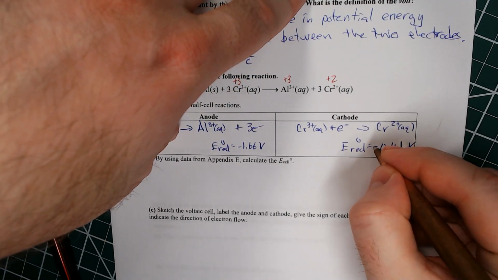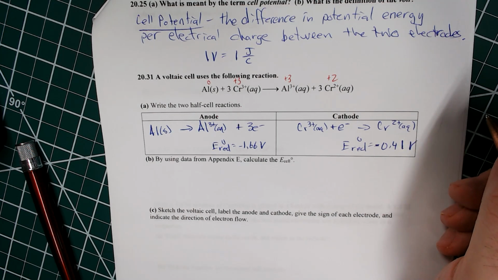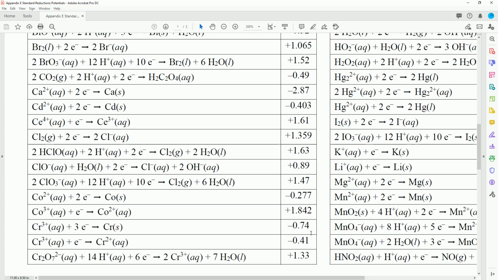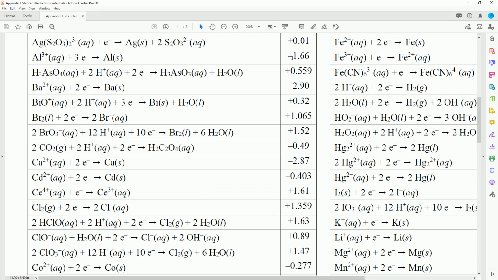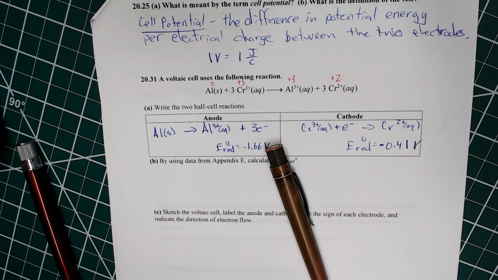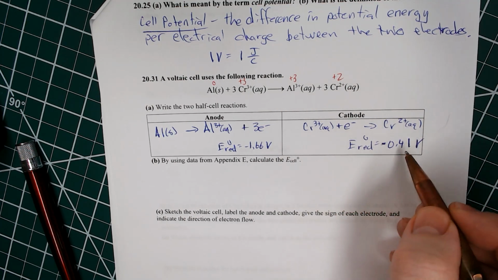So negative 0.41 volts. Okay, so now we're going to go, you know what, I just realized I was showing you guys this, but you didn't see it. All right, here, I'm going to show you where I found this. So here's aluminum at negative 1.66 volts, and then chromium, we come down here, chromium 3 going to chromium 2, negative 0.41 volts. All right, well, I forgive myself. All right, so we're going to come back over here, and so now we've got those numbers.